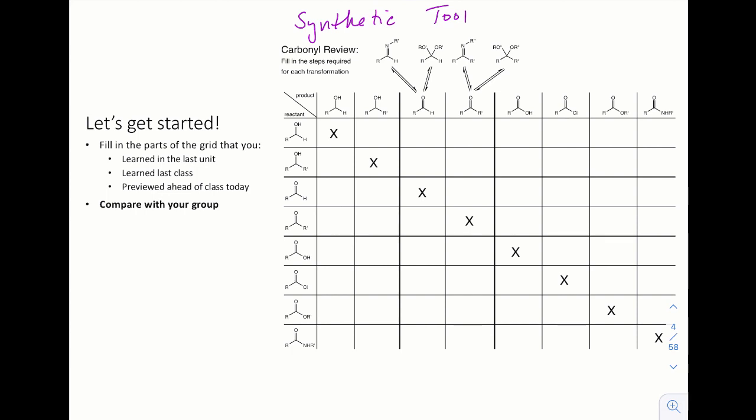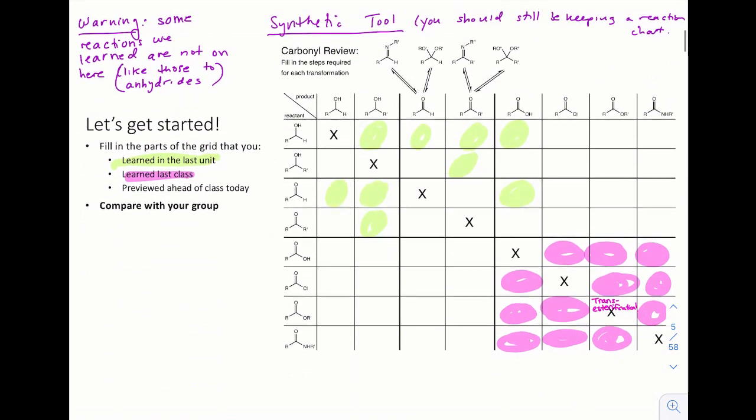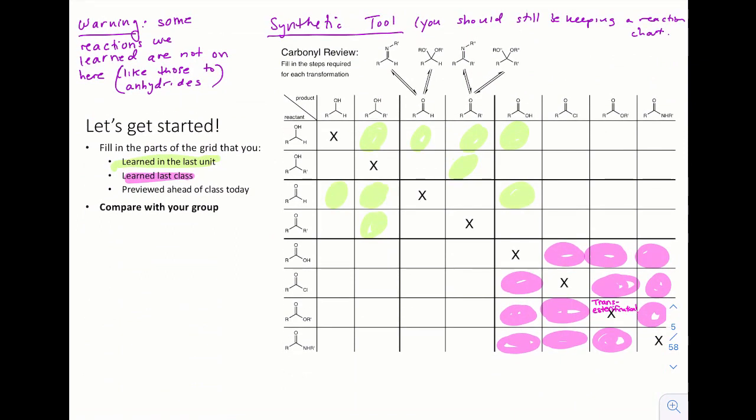Take a moment to double check that you've filled in the parts of the grid that we learned in Unit 1 and that were learned in the acyl transfer class. Which squares are those, do you ask? Well, here I have conveniently labeled them for you. So the green squares were learned in Unit 1, and the pink squares were learned in the last class. Be sure that you've filled in all the reagents.